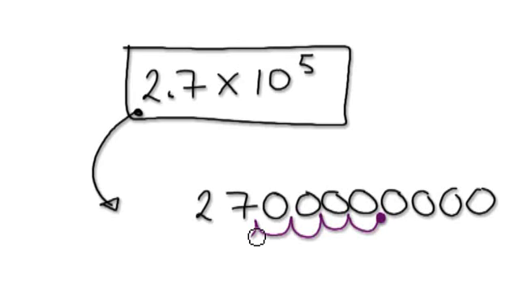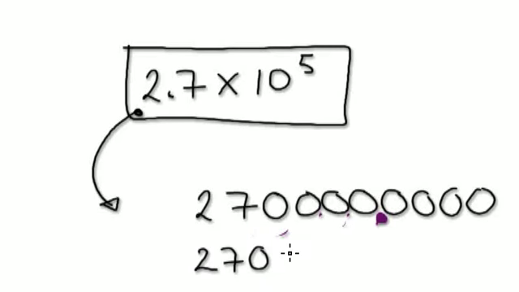Okay, let's erase this. So here, this would be our answer. Well, remember the decimal is here. Okay, so the answer would be 27000, yeah, 4 zeros. So this is our answer here: 270,000. Okay.